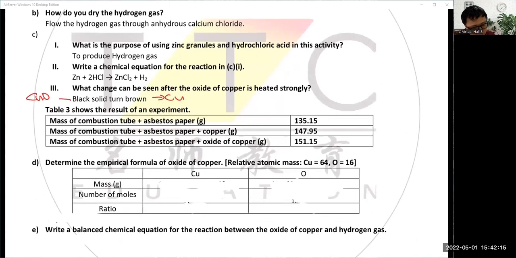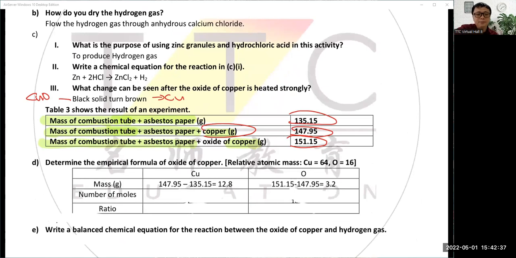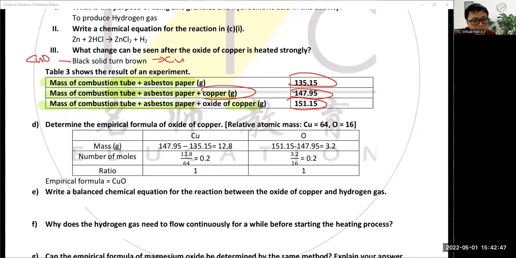So how do you find the mass? To get the copper mass, you take this one minus the first one. To get the oxygen mass, you take the third one minus the second one. Then you divide by the molar mass: one is 64, one is 16. Then you're able to get 0.2. So the mole ratio will be 1:1, so the empirical formula will be CuO.